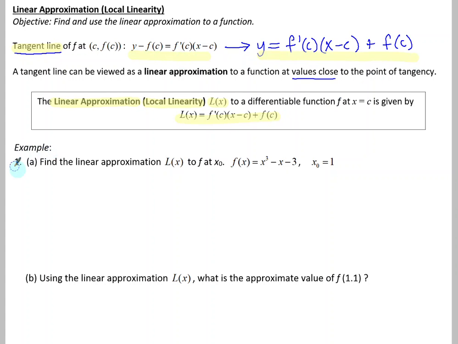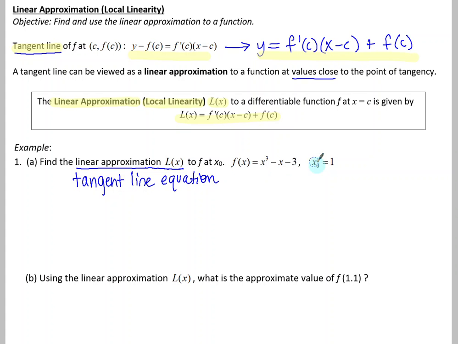Example 1. Part A. Find the linear approximation L of x to the function f at x sub naught. f of x equals x cubed minus x minus 3, and x sub naught equals 1. So when they say find the linear approximation, this is another way to say find the equation of the tangent line, or the tangent line equation. What do we normally need for the equation of a line? We need a point and a slope. Right now we only have the x-coordinate.